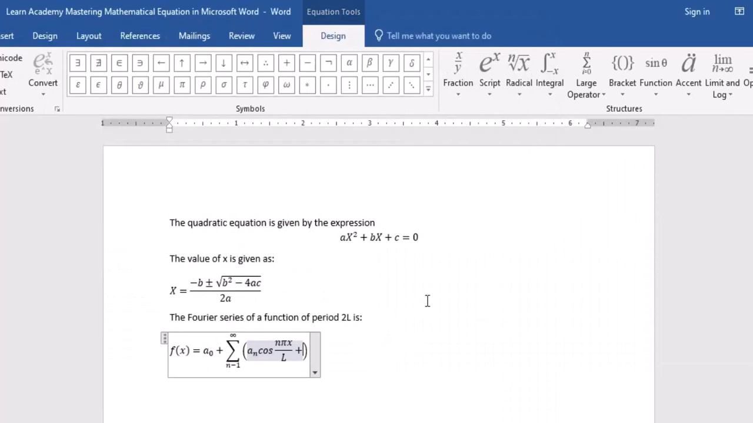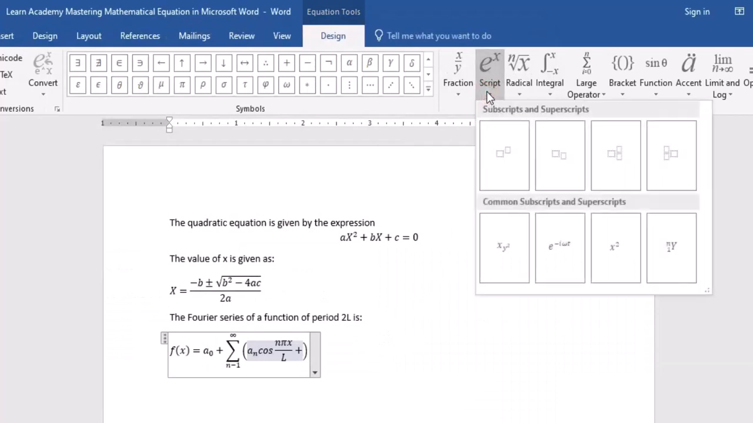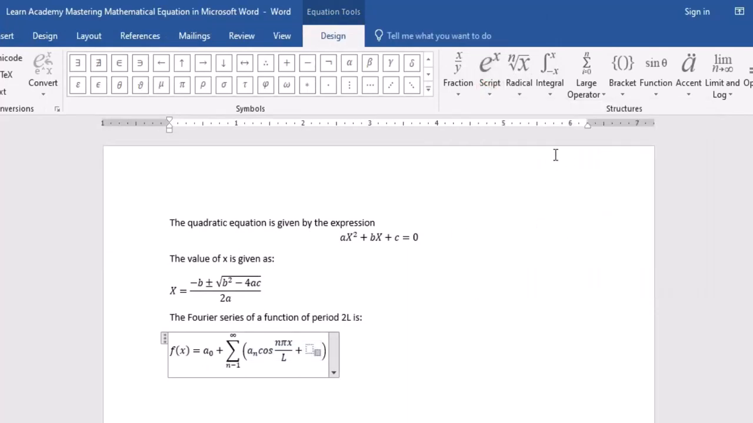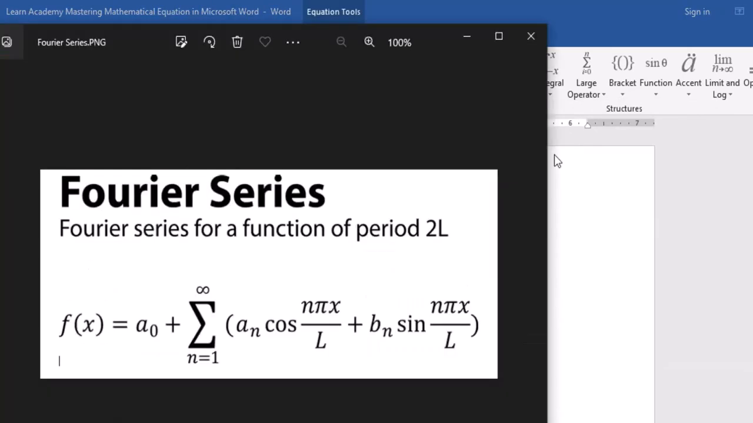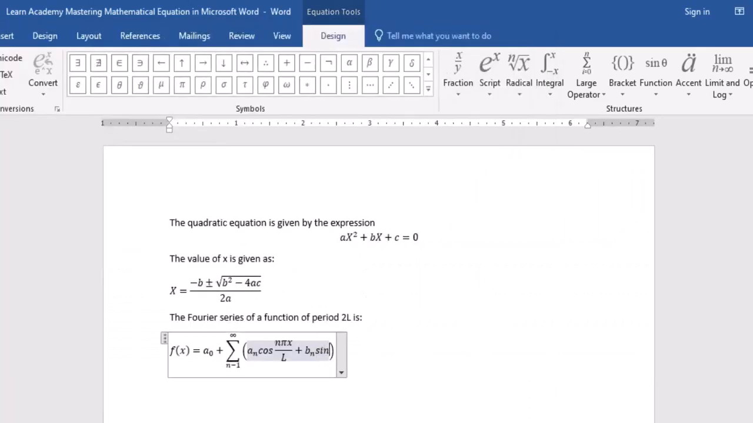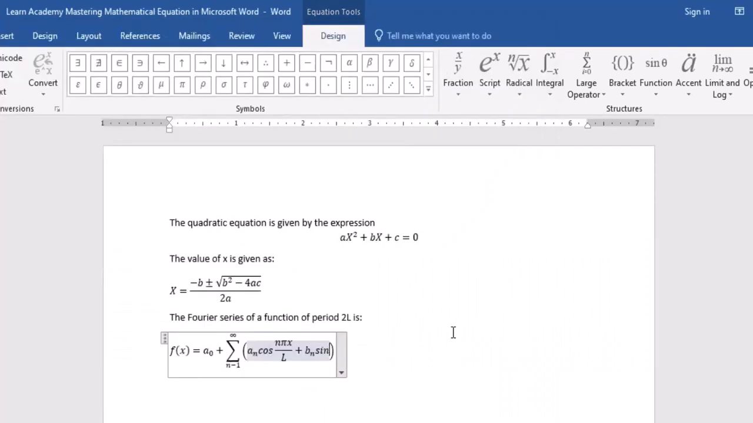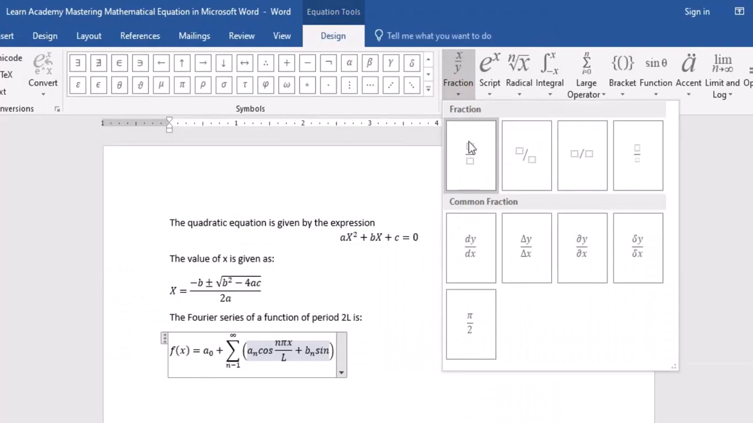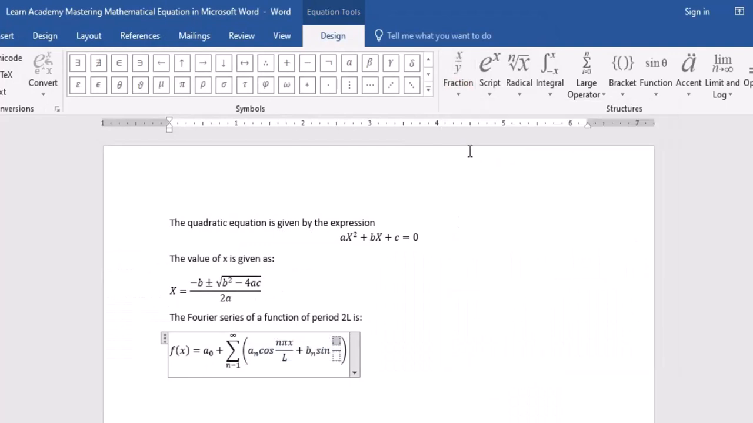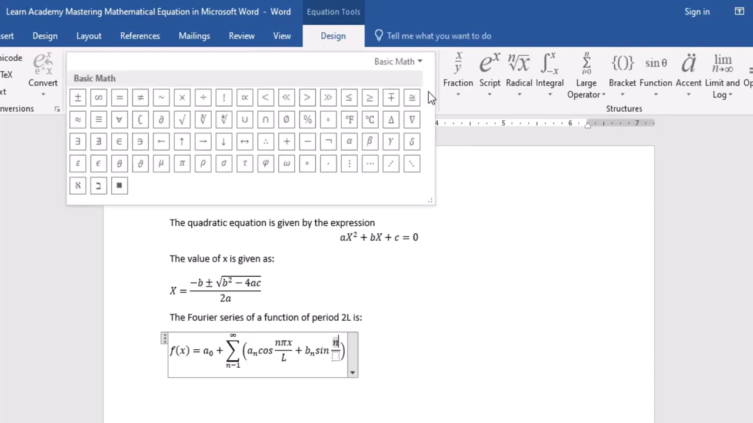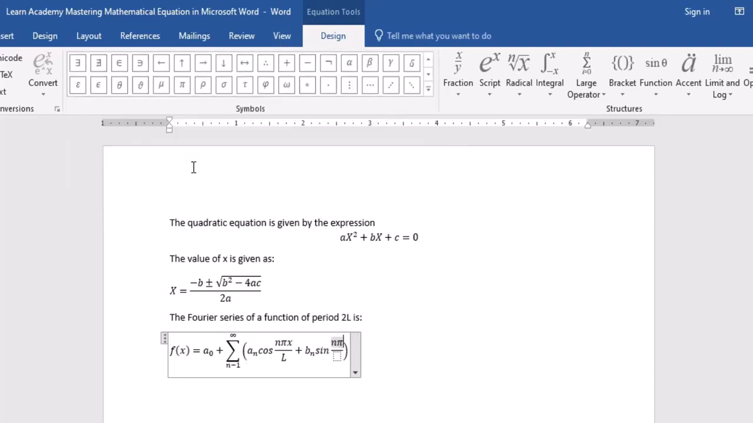Just the same, I'm going to go to my script, go to the subscript section. Then I have my b, then subscript n. Okay, good. Then I have sine here, so I can just type in my sine. Okay, that's good. Then eventually I have my fraction again with n pi x over L. So I go back to the fractions, then I click my fraction. Then I have my n. Then I look for pi. Okay, pi, where are you? Okay, this is pi. Good.